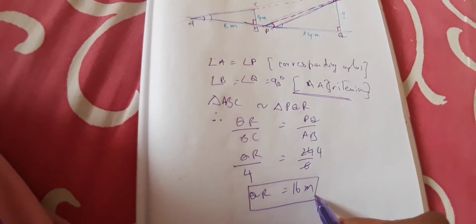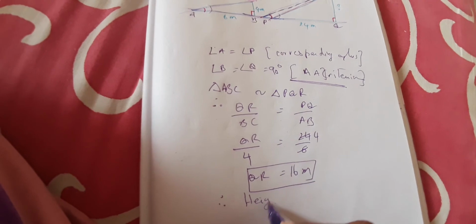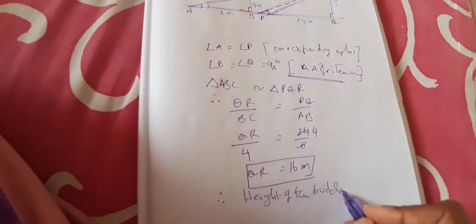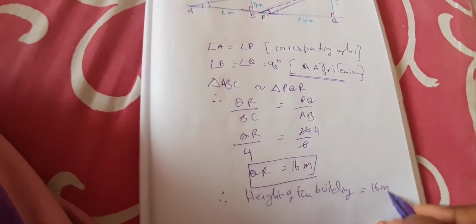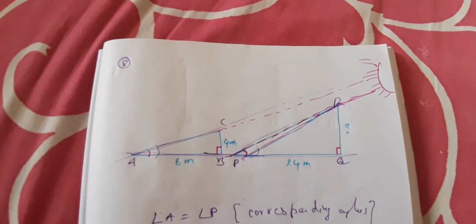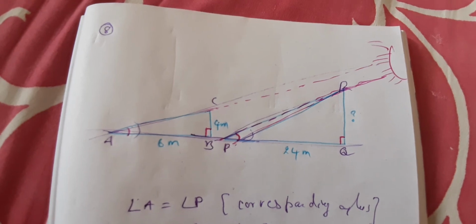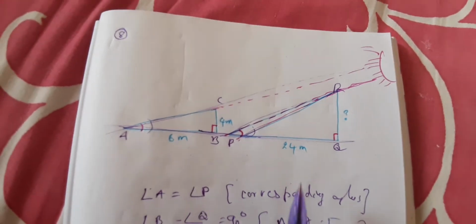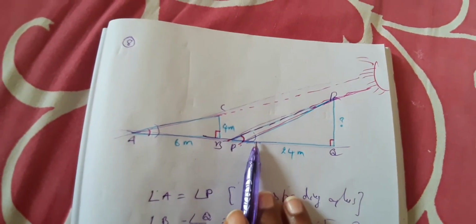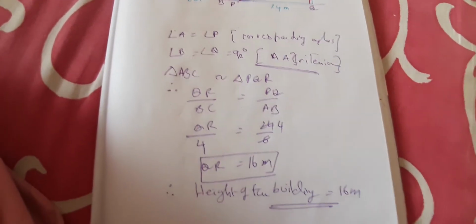So what is the conclusion? Therefore the height of the building is equal to 16 meters. Okay, children? You have to draw the diagram carefully. Better use a scale so that it will not be crooked. Make it straight lines. Don't draw like how I drew it. Make use of a scale. Take a screenshot of the solution.